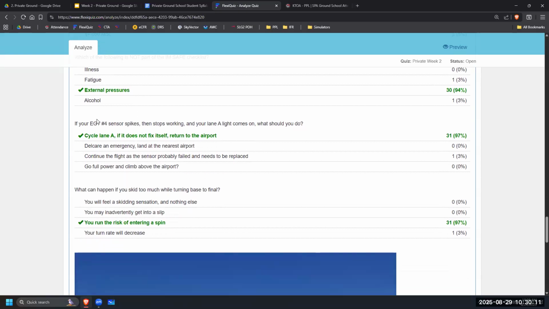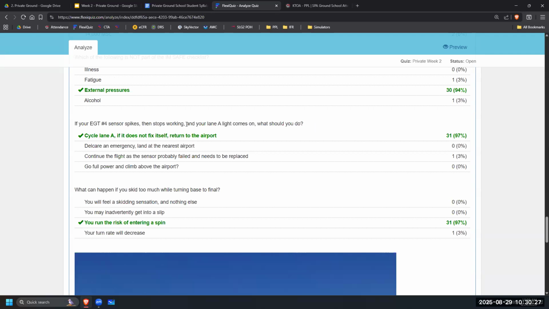This one's kind of hard too, because we barely even touched on EGT specifically, which is exhaust gas temperature. If your EGT sensor number 4, that's very specific, spikes, then stops working and your lane light A comes on, what should you do?